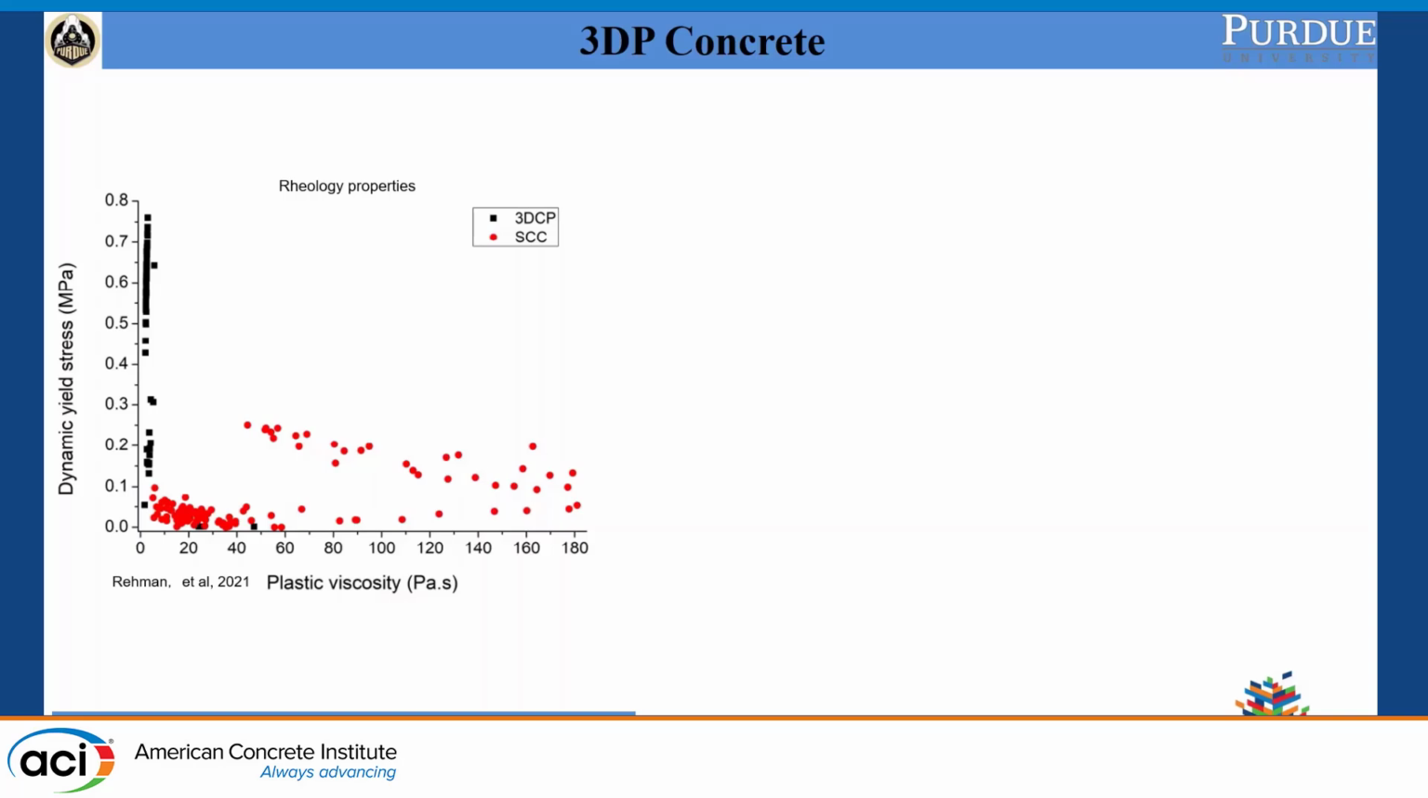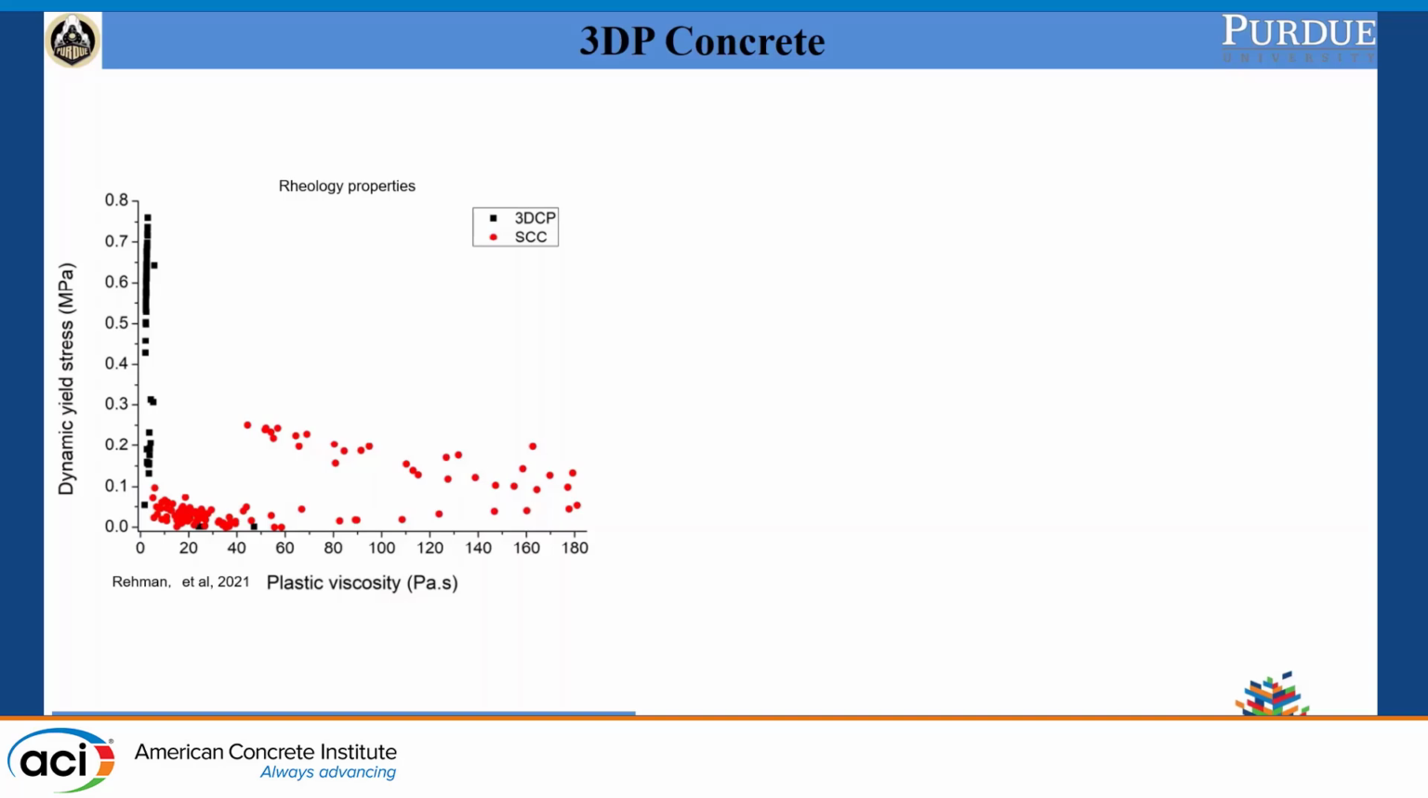The rheology for cement or concrete actually started with self-compacting concrete. For self-compacting concrete, as you see in this figure, we need a low yield stress to let the concrete pass through this reinforced structure. And in the meantime, we need a relatively high viscosity to prevent segregation and bleeding, right?